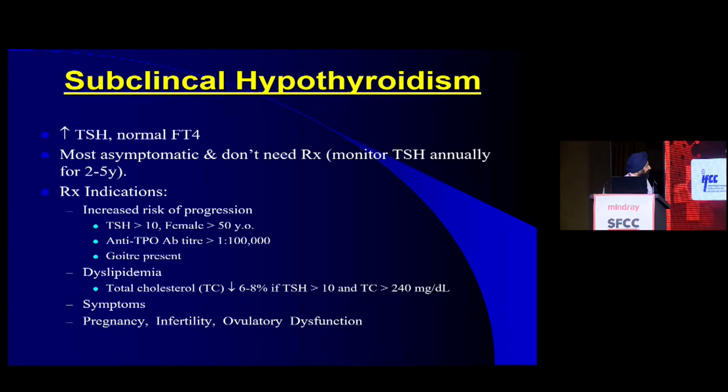Patients of dyslipidemia alone need treatment for subclinical hypothyroidism because just by giving replacement therapy, total cholesterol levels can be reduced. All symptomatic patients need to be treated, and there are certain conditions which also need to be treated like pregnancy, infertility and ovulatory dysfunction. So barring this subset, all other patients of subclinical hypothyroidism don't need any treatment.